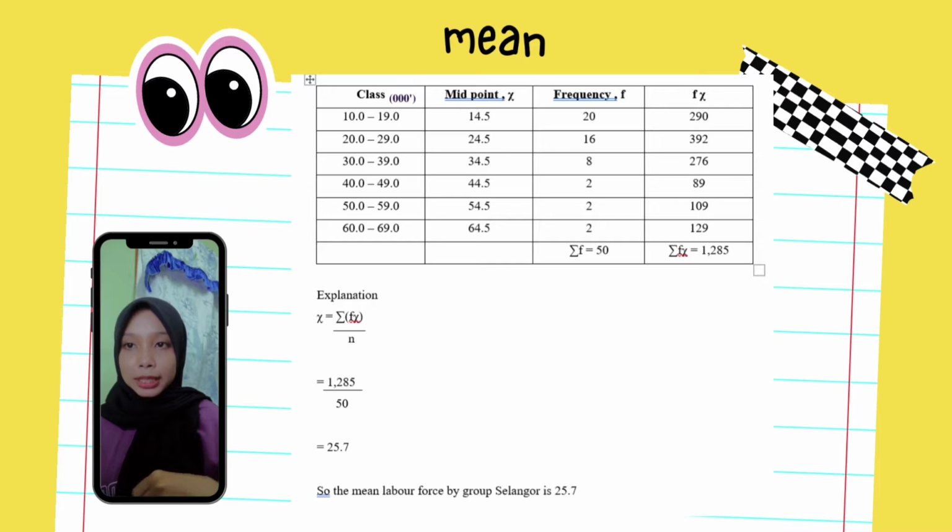Okay, this is the mean. Okay, fx we get is 1,285, and frequency we get is 50, and then 1,285 divided by 50, and then we get 25.7. So the mean of the labor force by age group in Selangor is 25.7.